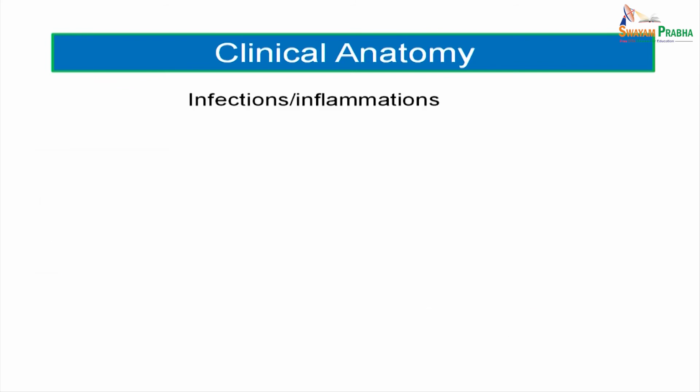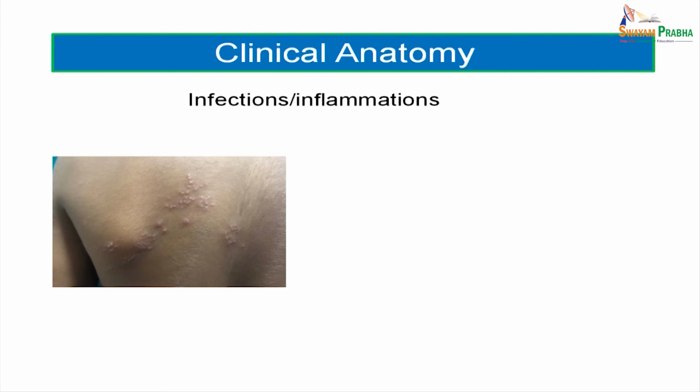The skin can also be involved in certain infections and inflammations. This is a typical example where the skin is infected by shingles or herpes zoster. And like I said, the distribution pattern of this infection is along 2 or 3 adjacent dermatomes. So, by just looking at the distribution of these lesions, you are able to arrive at a diagnosis that it is shingles.